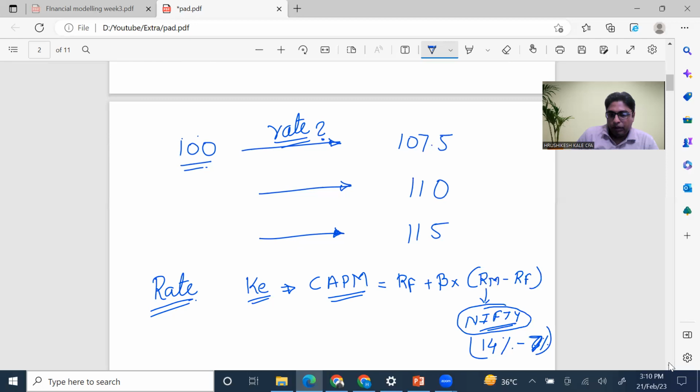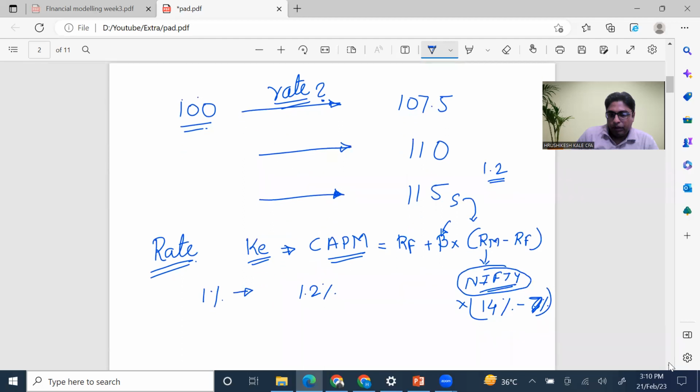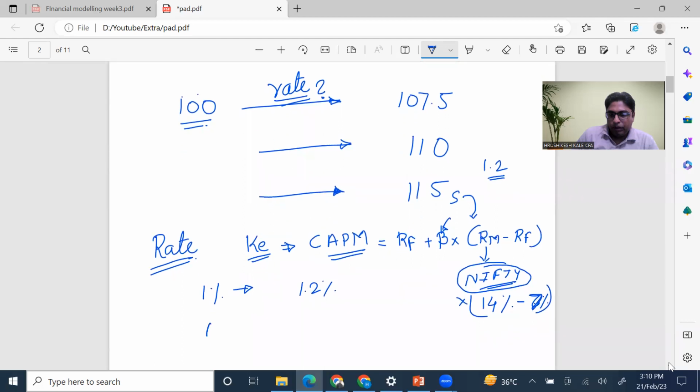So, beta. What is beta? Beta is a relationship between stock and the market. So, if beta is 1.2, what does that mean? That means that if market increases by 1%, my stock will increase by 1.2%. Similarly, if market decreases by 1%, then my stock will also decrease by 1.2%. This is an average increase and decrease, and not every time.